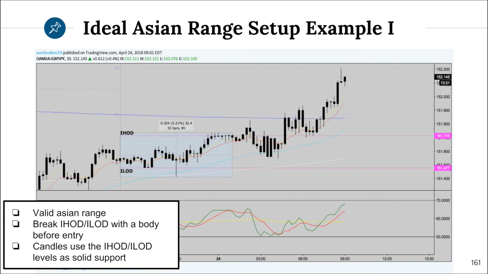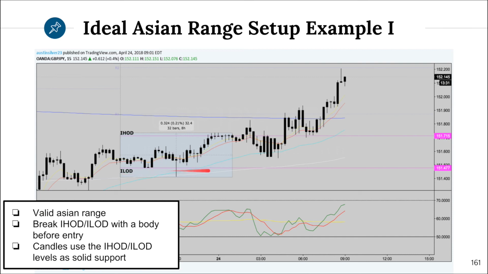Let's look at an ideal Asian range setup. So the first thing let's talk about is that we're looking at a cross pair. GBP JPY. There's no US dollar in there, so we're looking at a cross pair. The first thing we're going to do is ask ourselves, is the Asian range valid? Well, we're looking at a cross pair, which means that it cannot be more than 75 pips.